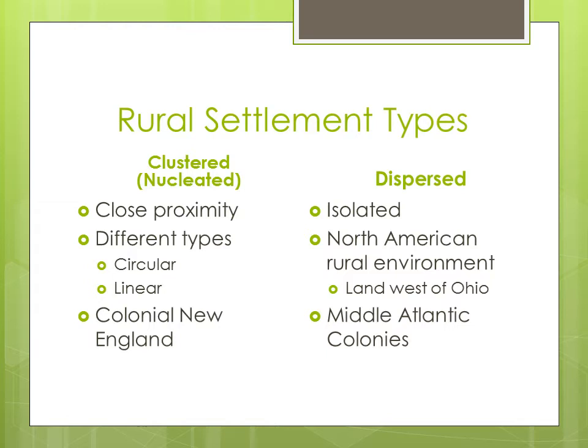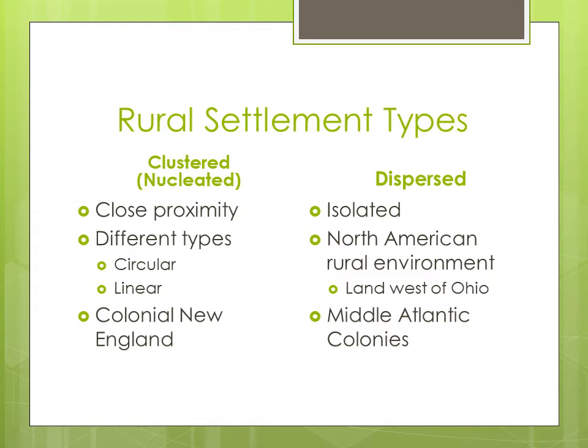All right. As far as U.S. history, colonial New England is a great example of a clustered rural settlement. And typically, the colonial New England settlements are going to be centered around what is known as a common, or commons. And we're going to show you an image of that here in just a minute.